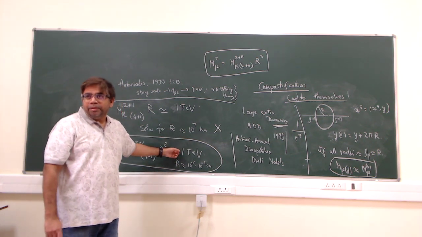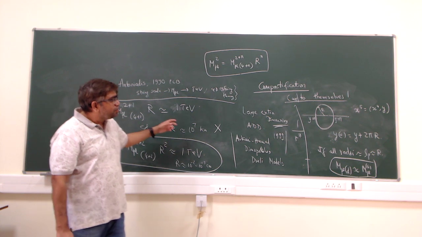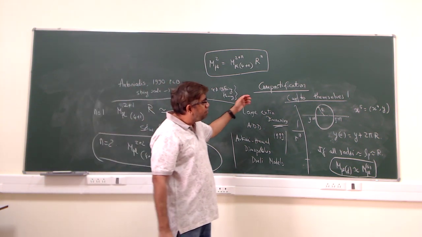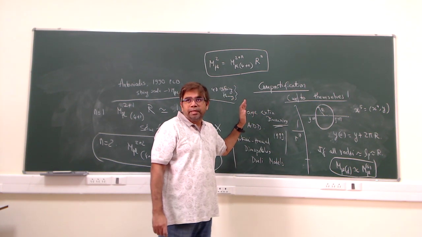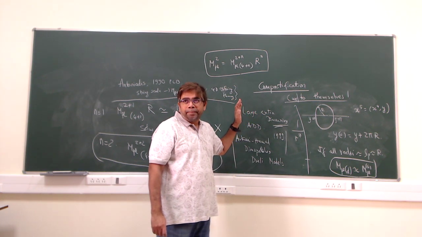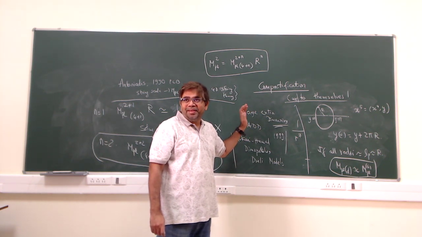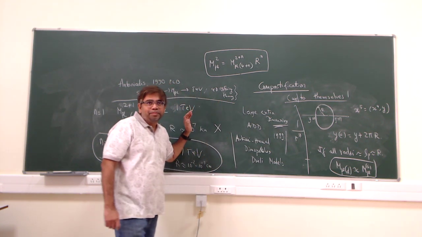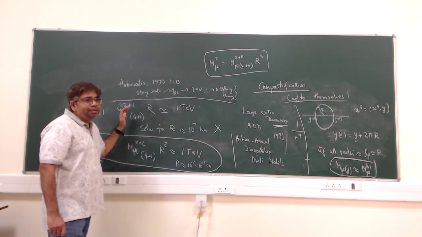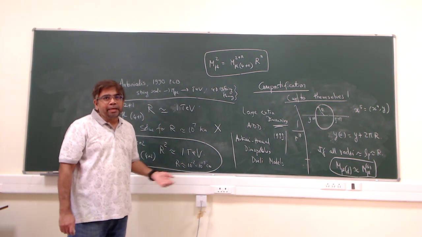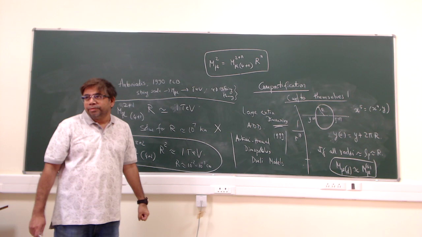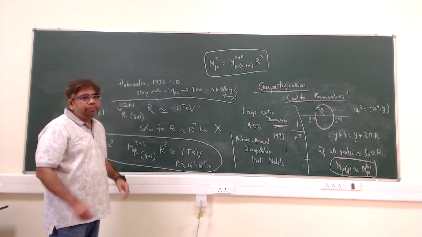So the next step: we solved the problem that we can bring the Planck scale down to the TeV scale just by using Gauss's law in higher dimensions. Are you all convinced that you can bring it down? Just by using Gauss's law. Now the next step is how we are going to put fermions and gauge fields onto this extra dimension. That we'll do in the next class.